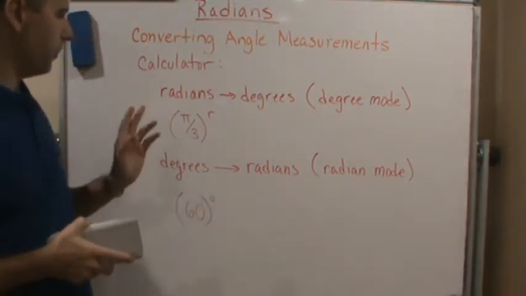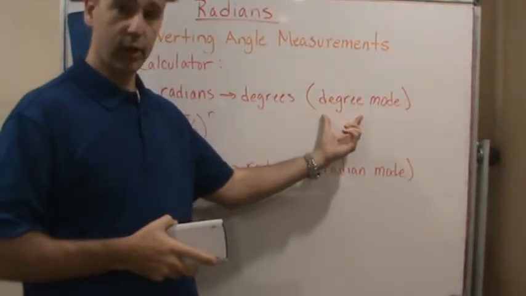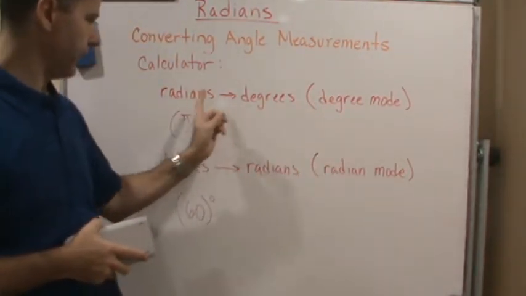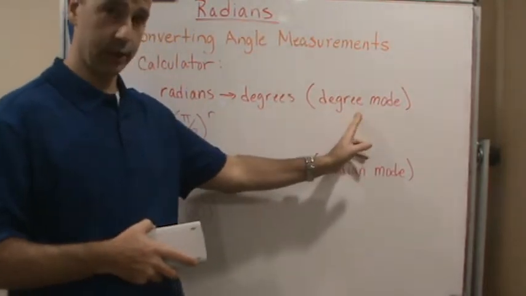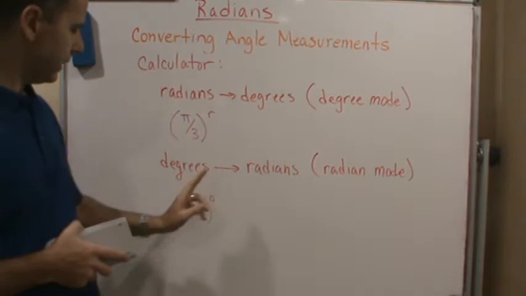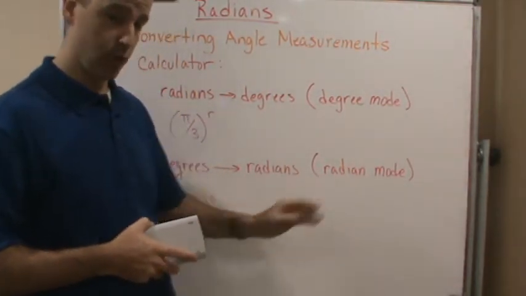So again, just a couple of things. When you're converting from radians to degrees, make sure that your calculator is in degree mode, right? So going from radians to degrees, your calculator should be in degree mode. Going from degrees to radians, you want to have your calculator in radian mode. So make sure you do that.